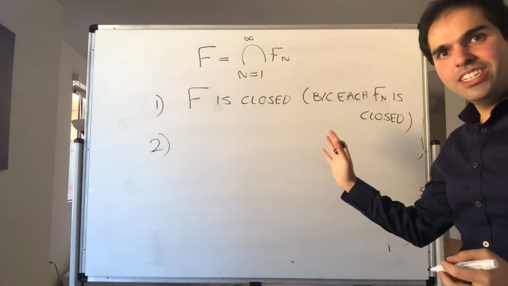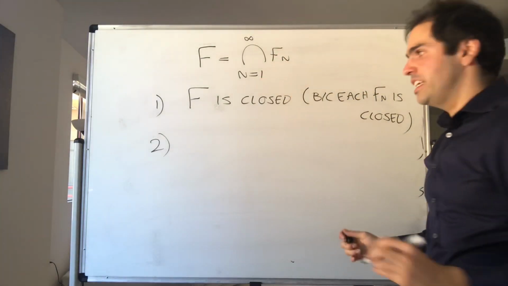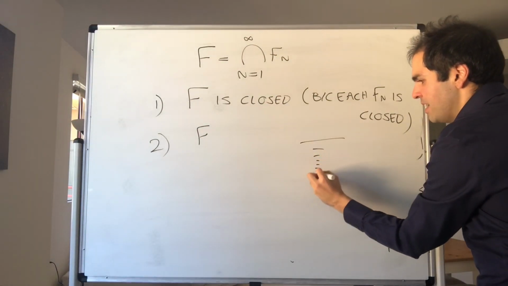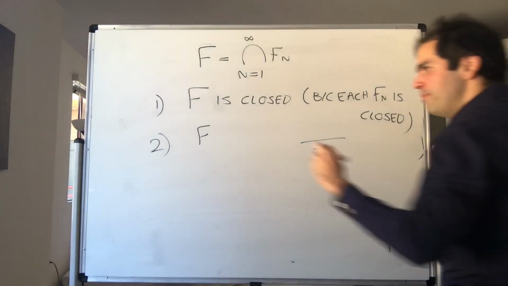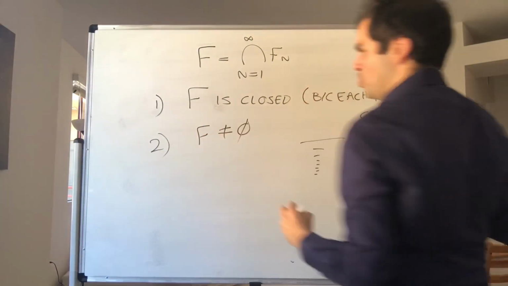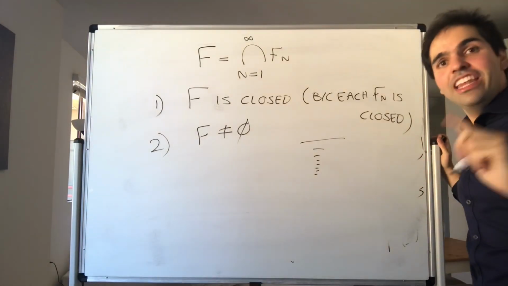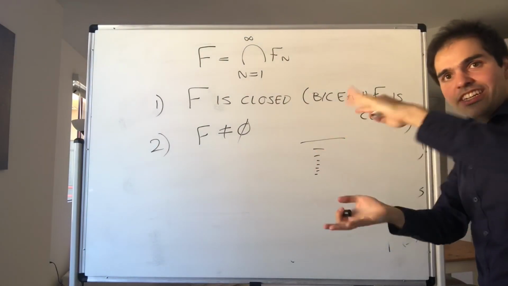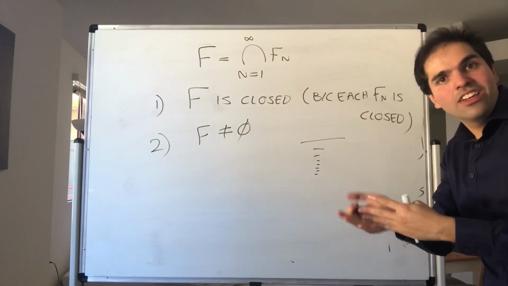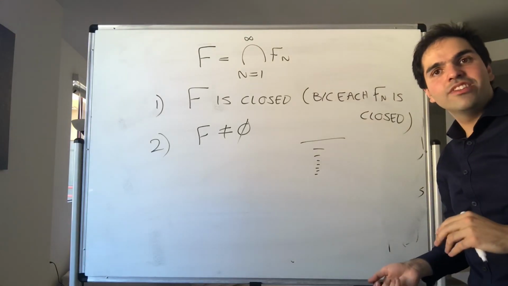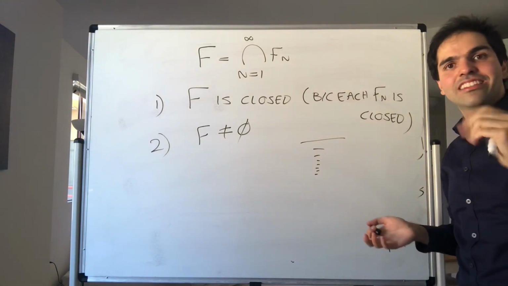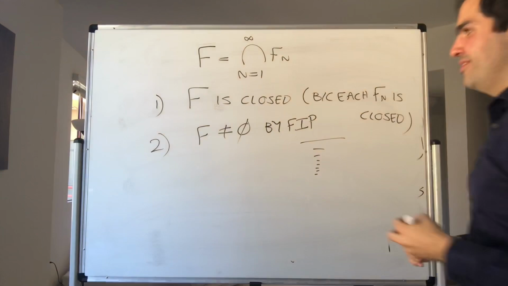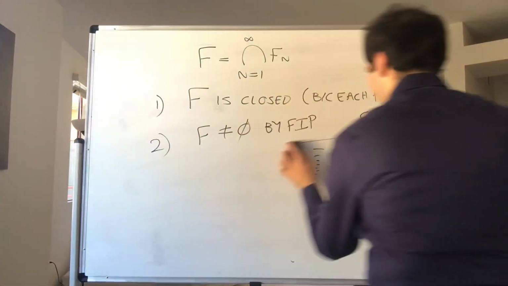Moreover, and kind of what's more interesting, is that F is non-empty. Because it could be possible that if you take the intersection of those infinitely many sets, the intersection might be empty. But this is not true because of the video I've done on the finite intersection property. Notice the Fn are decreasing, closed and non-empty. So by the finite intersection property, the intersection is non-empty. That's a good application, if you want, of the finite intersection property.